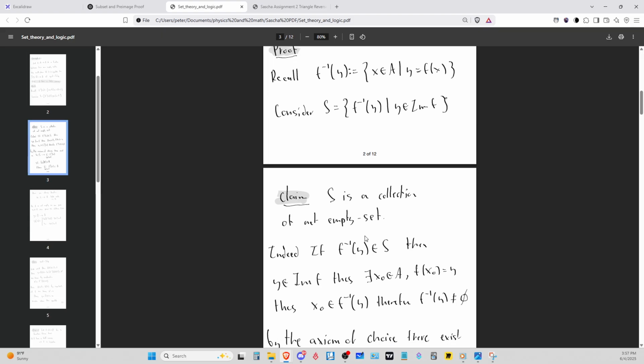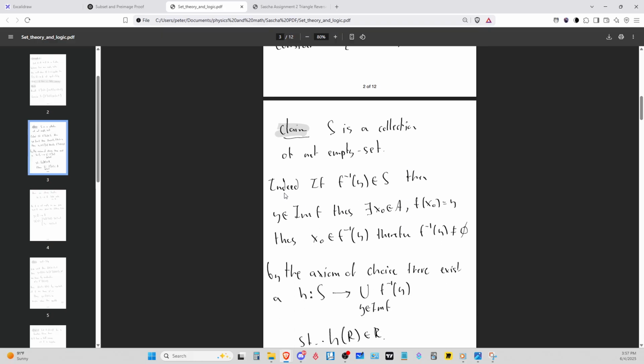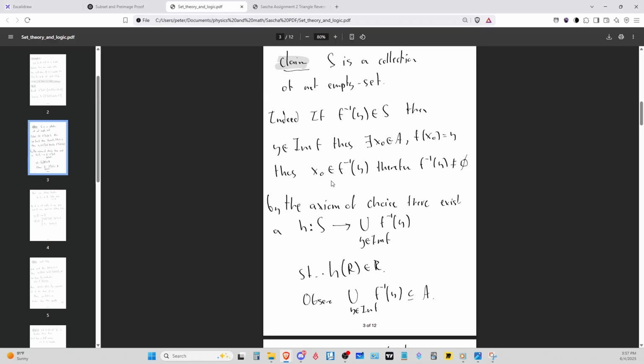It is a collection of a non-empty set. Indeed, if F is an element of S, then thus all of X in A is Y. Thus, therefore, it's not the empty set by the axiom of choice.